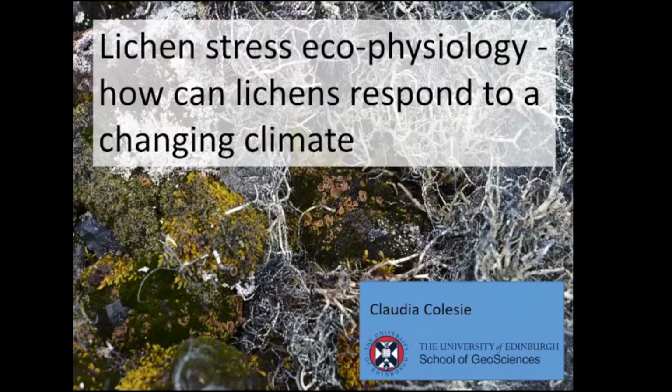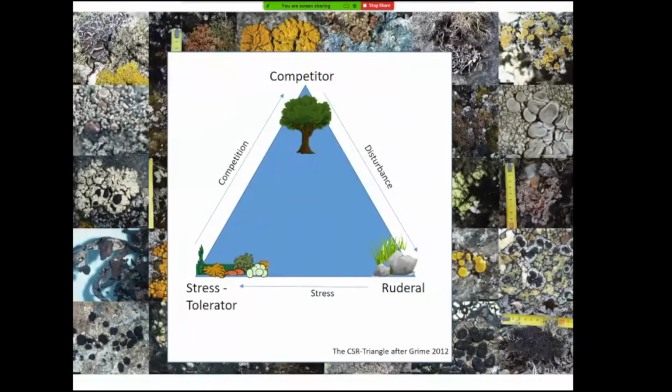I will talk about lichen stress eco-physiology today, asking the question how lichens can respond to a changing climate. Well, what is it that makes a lichen a good indicator for environmental stress? According to Grime's CSR, or the Universal Adaptive Strategy Theory, lichens belong to a grouping of organisms displaying traits of stress tolerators. In comparison to other organisms, they show high resistance to environmental stresses, along with slow growth rates, high rates of nutrient retention, and low phenotypic plasticity.